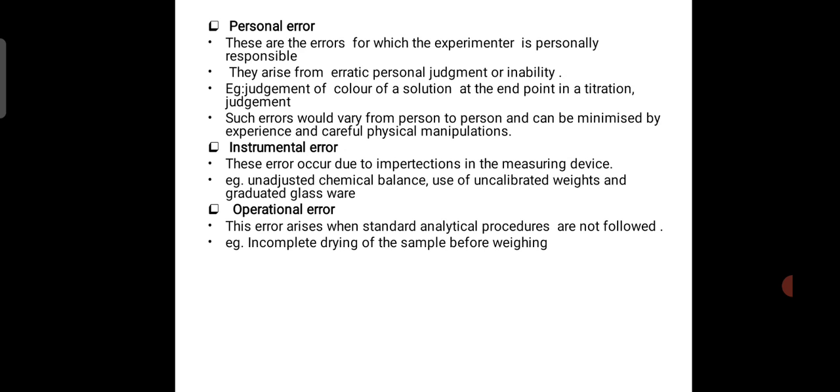Personal error means we are responsible for the errors in the experiment. For example, if we are doing a titration and didn't properly judge the color of the solution, it's our mistake. These errors may differ from person to person, so that is called personal error. Then instrumental error means it is mainly due to the instruments that we are using, for example, an uncalibrated chemical balance or weights and graduated glassware. Then operational error means if we didn't follow the proper procedure, an error may occur.